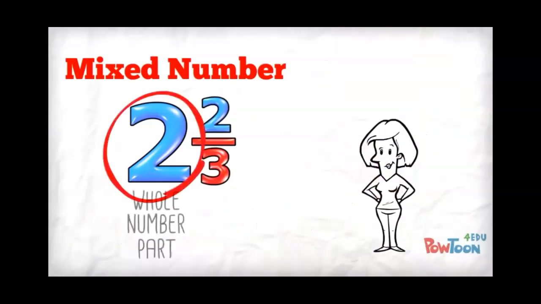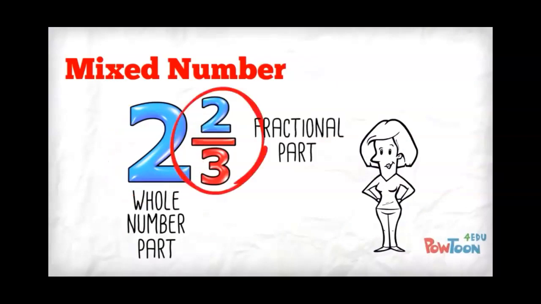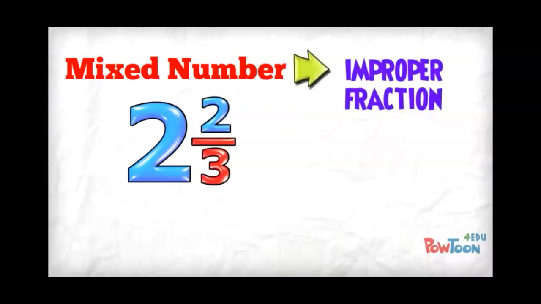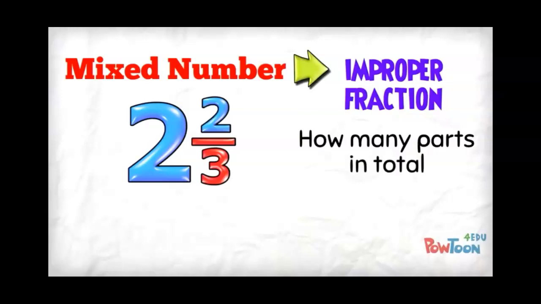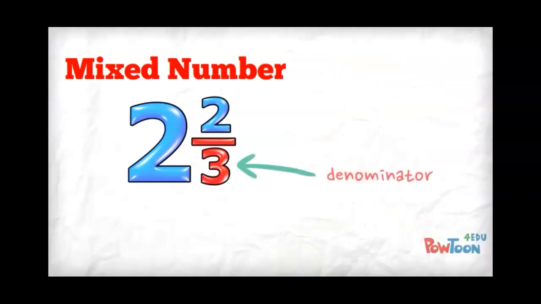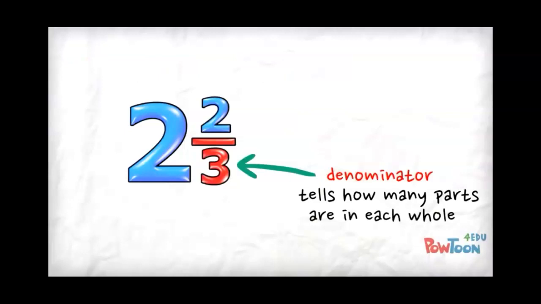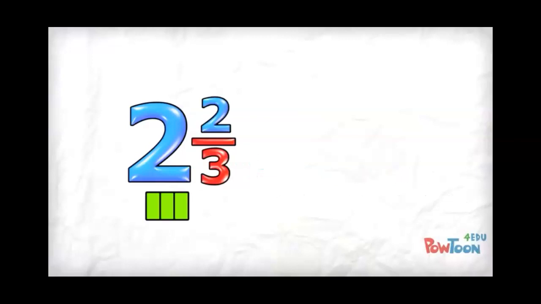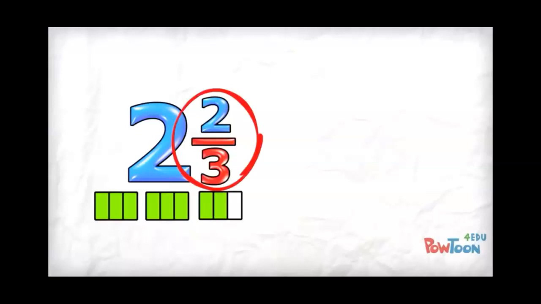Every mixed number contains a whole number part and a fractional part. Here we've got 2 and 2/3, that's 2 whole ones, and the fractional part is 2/3. When we change between a mixed number and an improper fraction, we're saying how many parts there are in total, and we're giving that information in the form of a fraction. The denominator tells us how many parts are in each whole. A denominator of 3 means that each whole has 3 parts, and we have 2 wholes. This fractional part tells us that we have 2 parts out of 3.